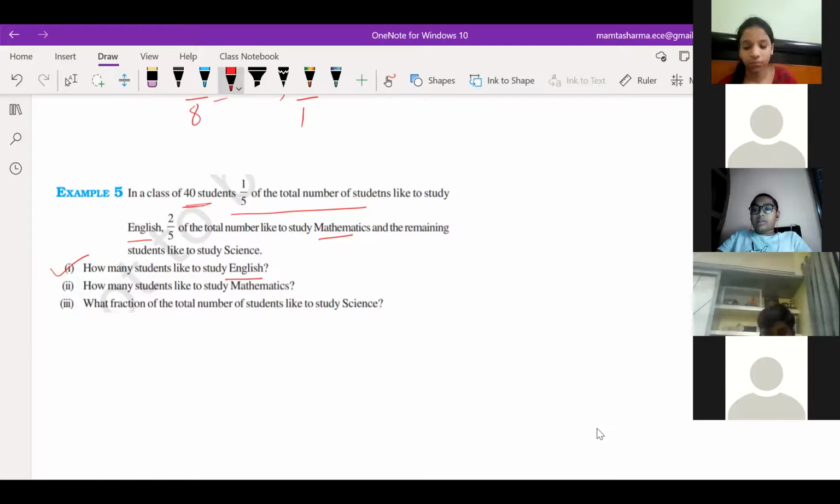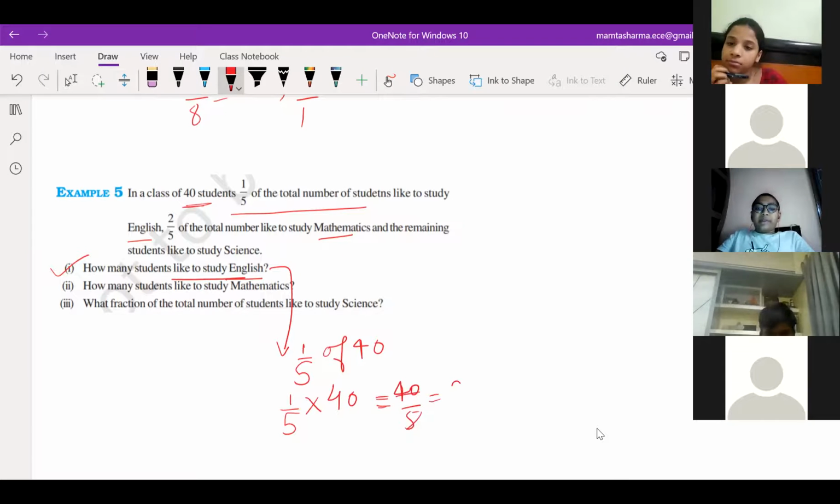Ma'am, 2 students, I think. No, 8 students. 8 is correct because how many like English? 1/5 of 40 students. This means multiplication. Ma'am, 40 divided by 5 is 8. You can cut it by 5 and you will get 8.